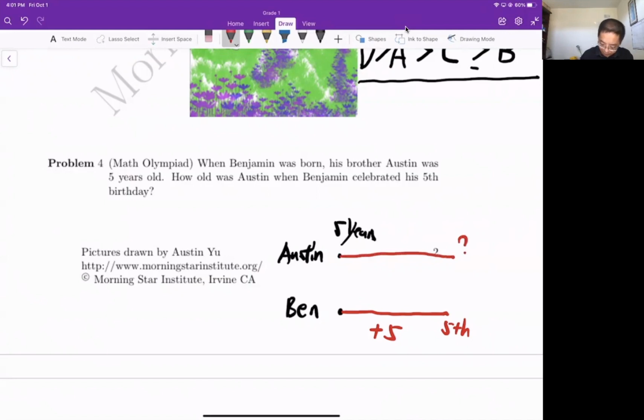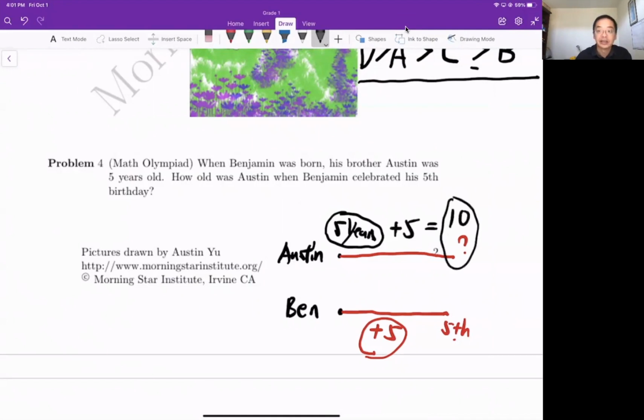Okay, Benjamin's 5th birthday means after 5 years. When Benjamin was born, Austin was 5 years old. So add another 5, we get 10 years old. So Austin was 10 years old when Benjamin celebrated his 5th birthday.